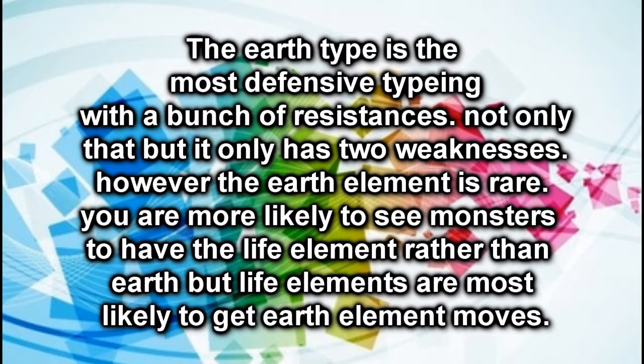Earth. The Earth type is the most defensive type with a bunch of resistances. Not only that, but it only has 2 weaknesses. However, the Earth element is rare. You're more likely to see monsters have the life element rather than Earth, but life elements are most likely to get Earth element moves.